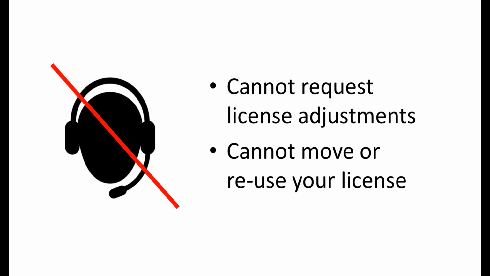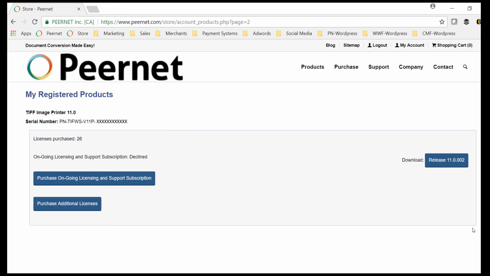If the computer you licensed ever crashes or needs an operating system upgrade or reimaging, you will have to purchase a new license. You can add the ongoing licensing and support subscription when you have the current version. To add the ongoing licensing and support subscription, go to your online account and select Purchase Ongoing Licensing and Support Subscription. The subscription will be added for a term of 1 year.